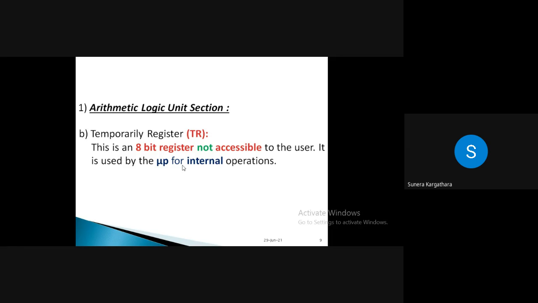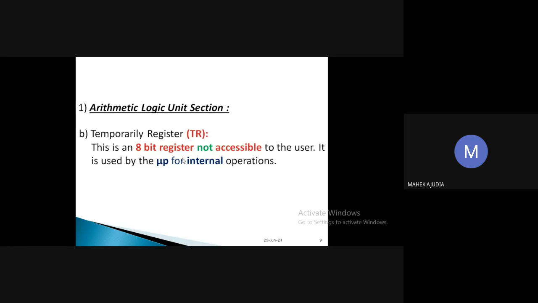Now TR is internal to the microprocessor. This access is not for the user, right? The user cannot store or retrieve any data from the temporary register. It is only for the internal operation of your microprocessor. It is not accessible to the user, right? Any doubt, students, here in TR? Okay, can you tell me how many bits it may have?